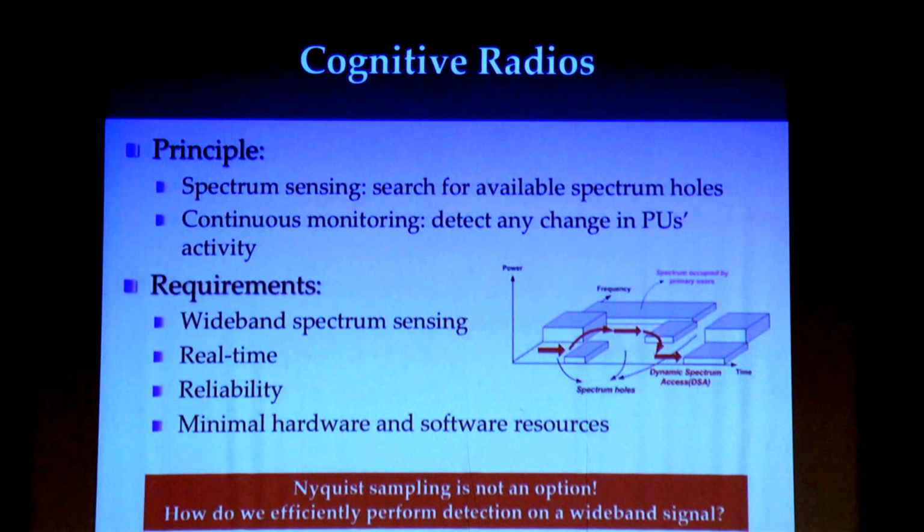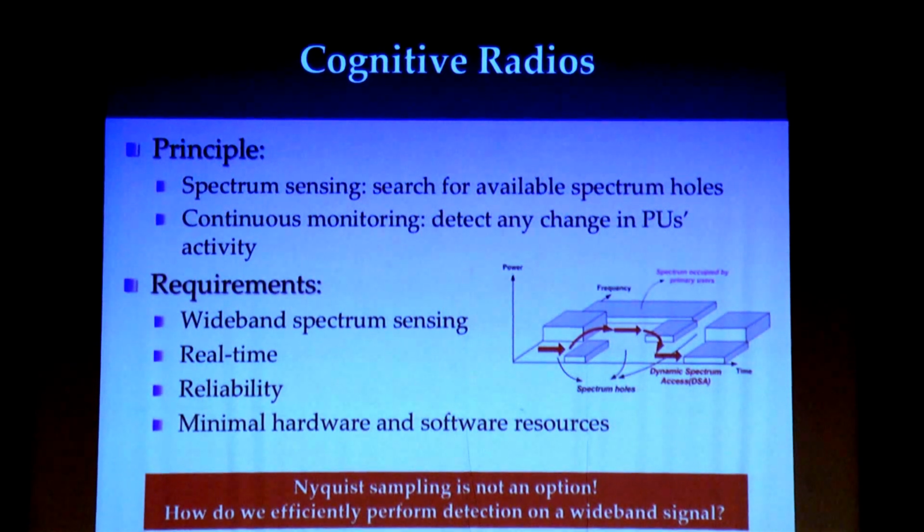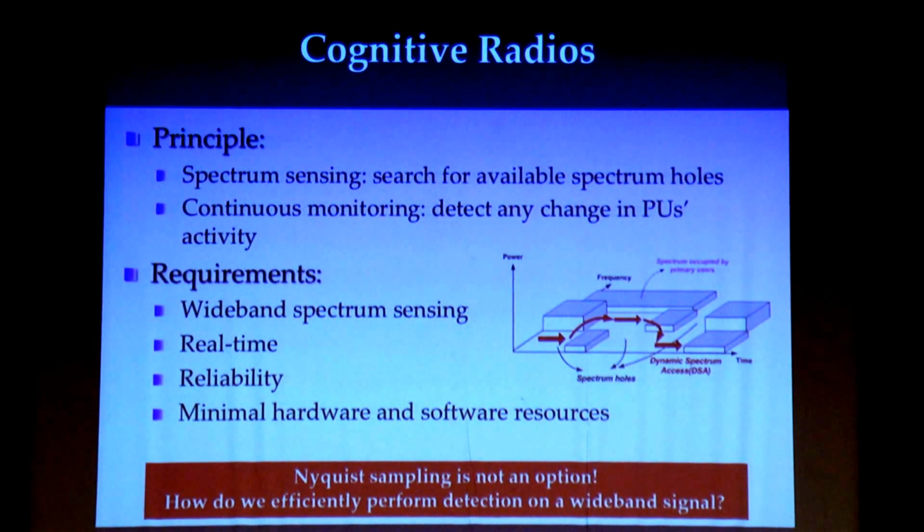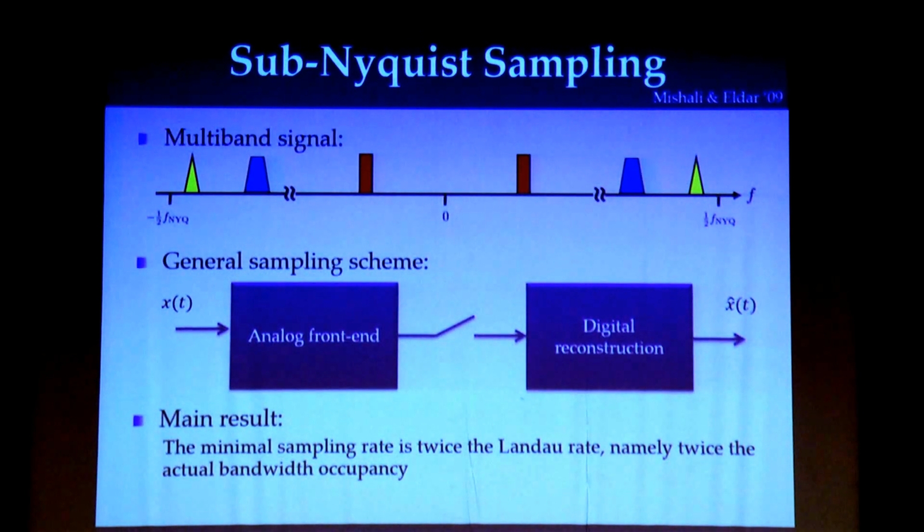So sampling this kind of signal at the Nyquist rate is not an option, because the signals are very wideband. So the question is, how can we do that? How can we efficiently perform detection on such a wideband signal? The signal model that we have is the multiband model that Janina talked about. We have several narrowband signals spread over a wide spectrum, and we don't know where they are.